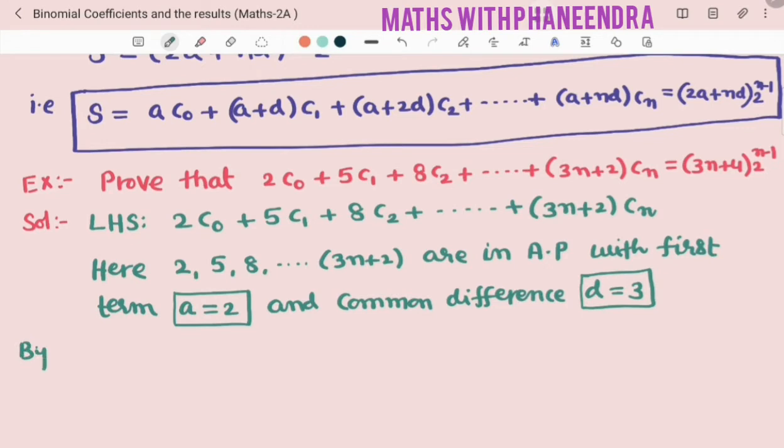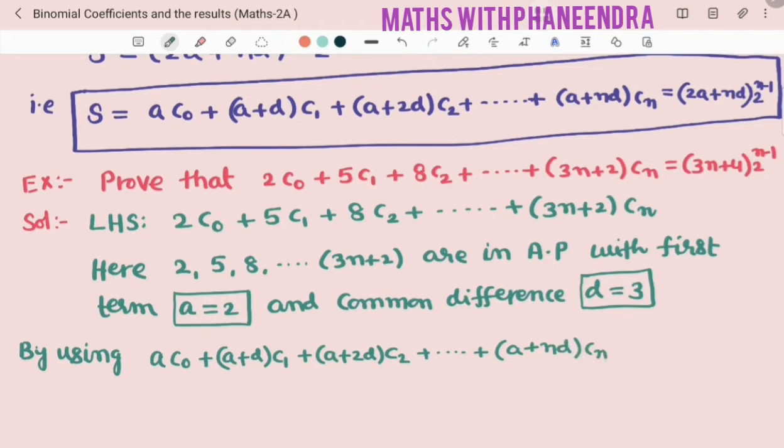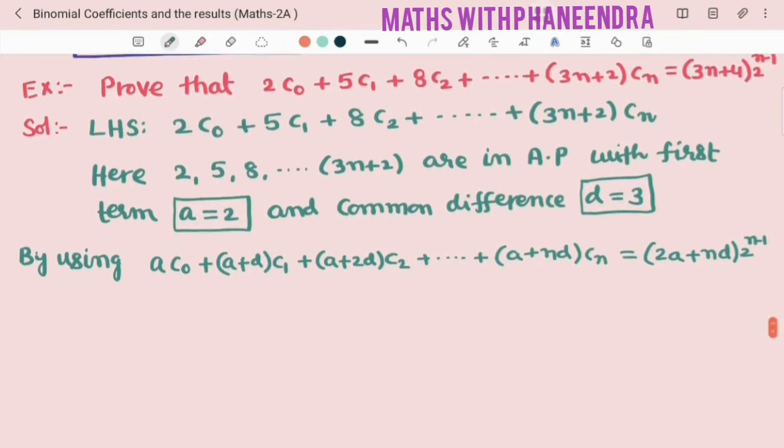After that, by using the above result: A into C0 plus (A plus D) into C1 plus (A plus 2D) into C2 plus and so on (A plus ND) into Cn is equal to (2A plus ND) into 2 power n minus 1. This is the result. By using this result, we'll get the answer. See here.